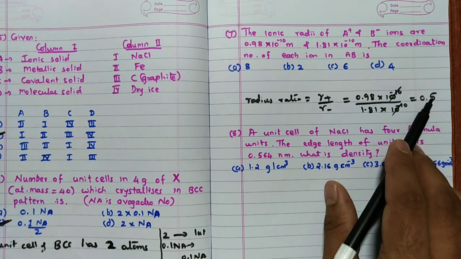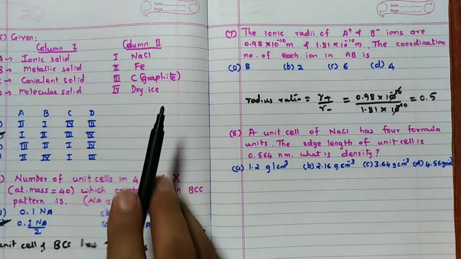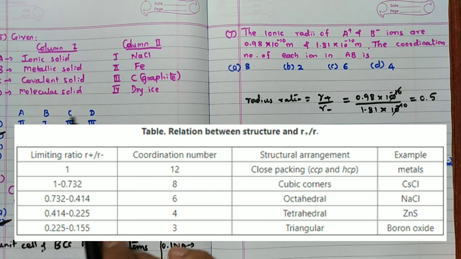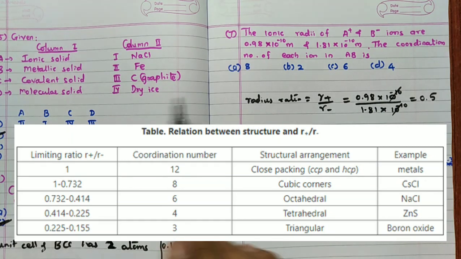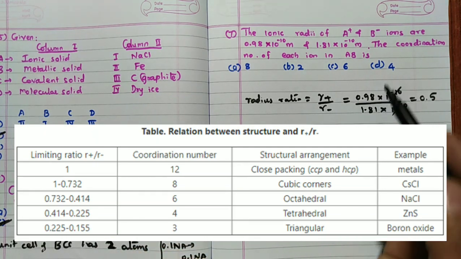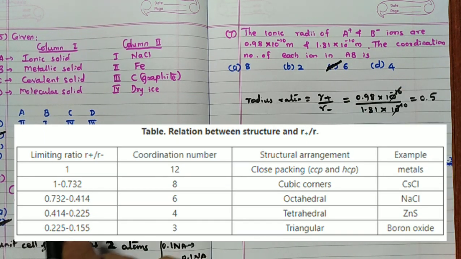Now you have to see which type of coordination number a radius ratio of 0.5 belongs to. For that, you have to remember this table. Here on the screen you are seeing a radius ratio table. You have to remember that table. Depending on that, we can say 0.5 is in between; after 0.414 the coordination number is 6. Remember, NaCl type of structure. So the answer for this question is C, and this is very, very important.